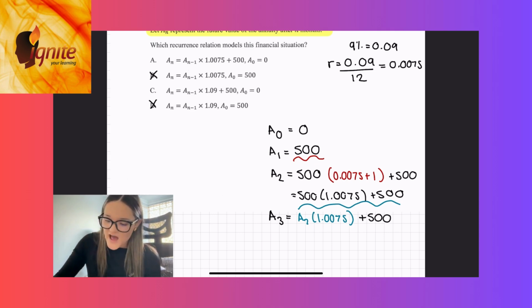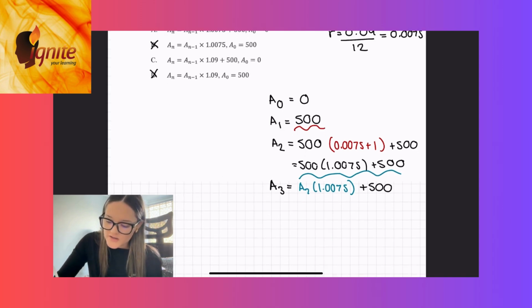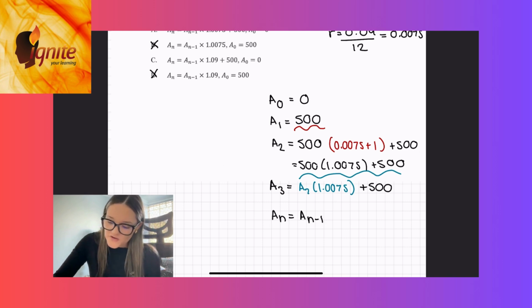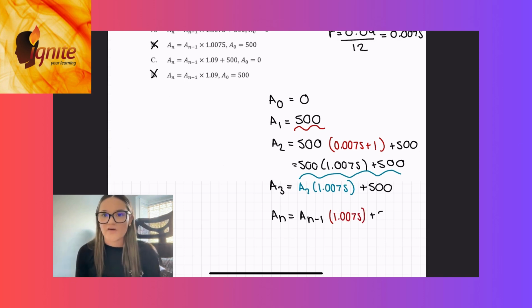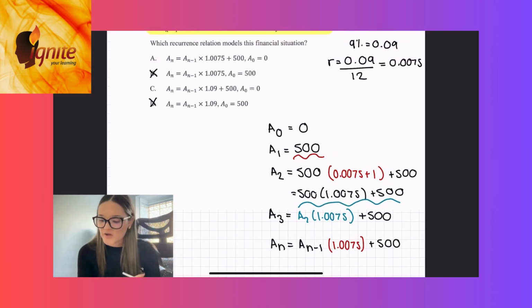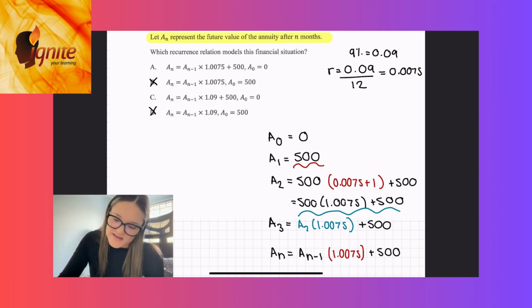So what we can see is kind of happening here, if I wanted to write what the value of the annuity is going to be after n months, well, it's going to be the value of A_n minus 1, so the value of the annuity the month before is going to accumulate interest by the time it gets to the month that you're at. And at the end of that month, you're going to add in that 500. So you have A_n, your value of your annuity after n months, is going to be the value of the annuity the month before, times by your interest rate of 1.0075, and then add your deposit amount of 500. So having a look at which option the multiple choice gives us this, it's going to be this option here, A.